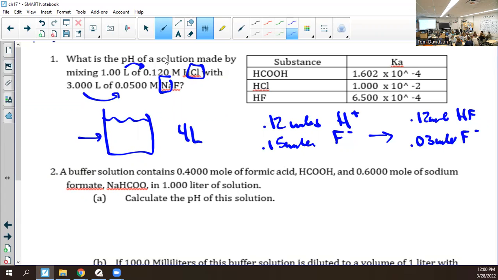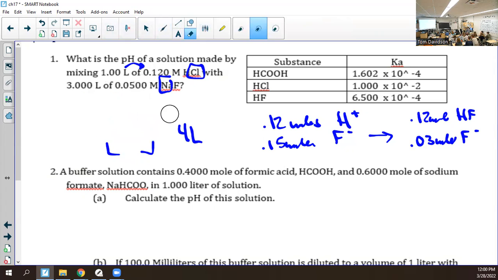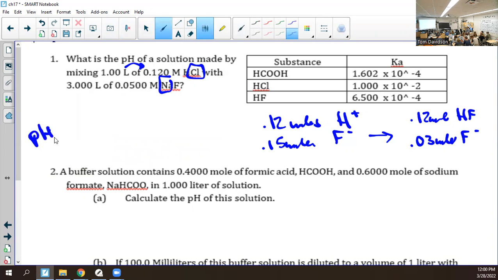So if I have a buffer, then I need to use the Henderson-Hasselbalch equation, correct? And it says that the pH is equal to the negative log of the Ka. So which one of these 3 do I use? All right, of HF. Plus the log, which one's on top, the B or the A? The B. So 0.03 and 0.12, and you end up with some number. 3 point something, is that what I saw?